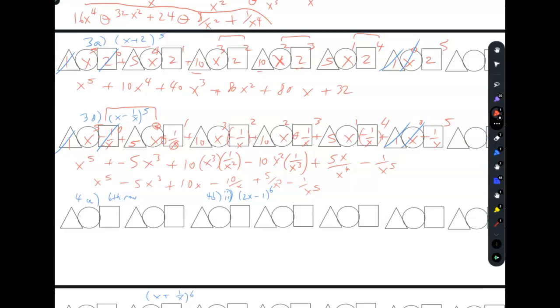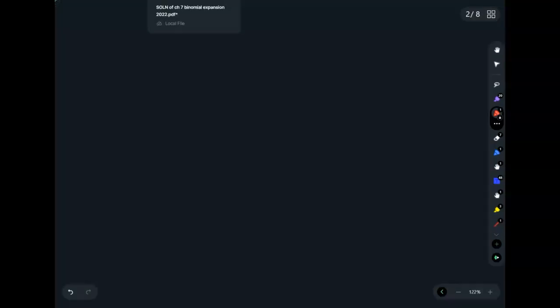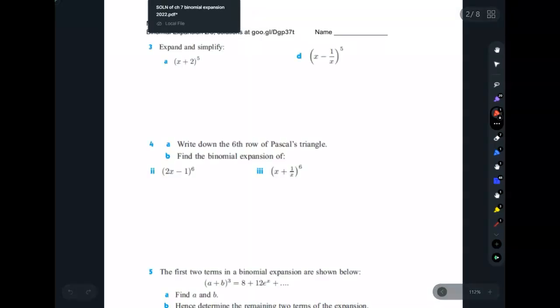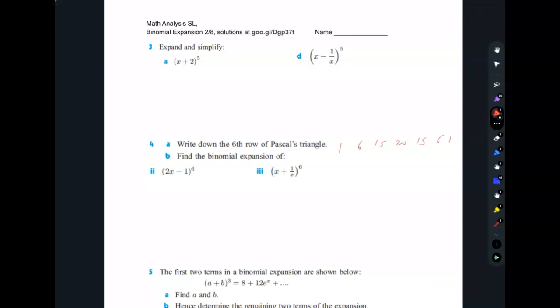Okay. Now in 4a, the first thing it asks is, what is the 6th row of Pascal's triangle? Okay, 4a, write down the 6th row of Pascal's triangle. We already wrote that down, right? It's 1, 6, 15, 20, 15, 6, 1. And then we're going to do these two binomial expansions. We're going to do 2x minus 1 as a binomial and x plus 1 over x as a binomial. And we'll use the template for that.